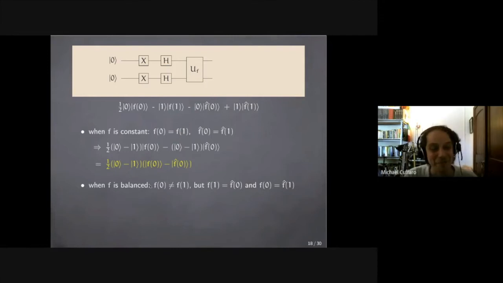Okay. When f is balanced, we have it that f of 0 is not equal to f of 1. However, f of 1 is equal to f hat of 0, and f of 0 is equal to f hat of 1. So what that means is that this state ends up being expressible in this way.